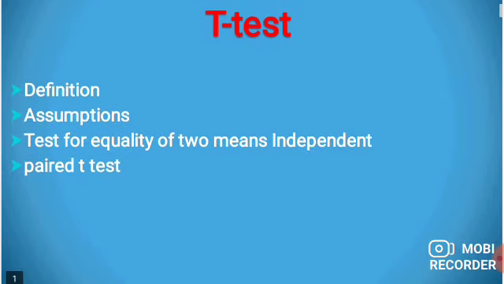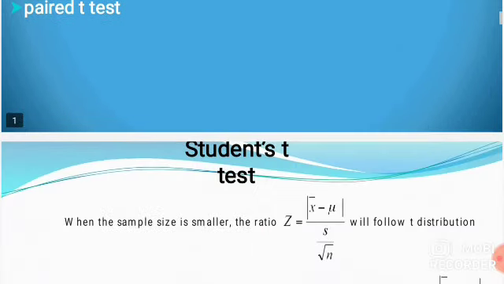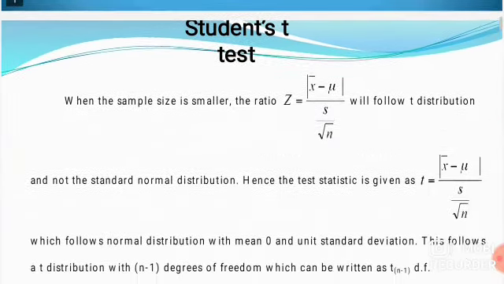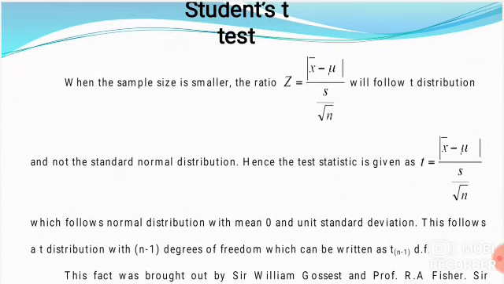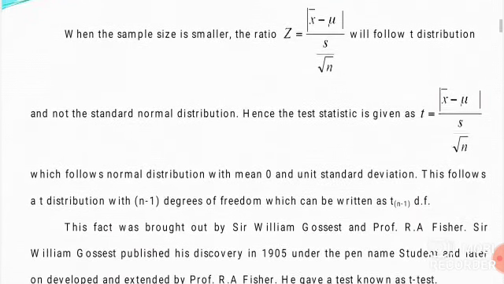Dear students, now, what is the student t-test? When the sample size is small, the ratio z equal to x bar minus mu divided by s upon under root n, where s upon under root n is also called the standard error, will follow the t distribution and not the standard normal distribution.